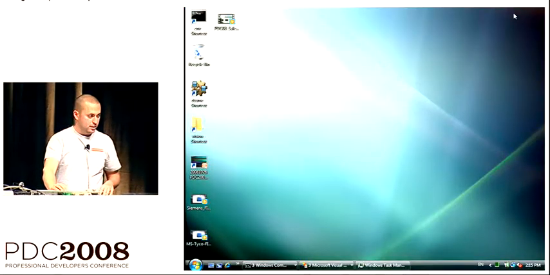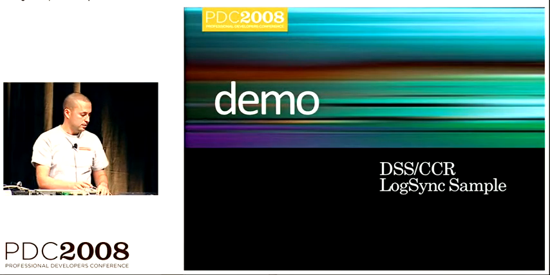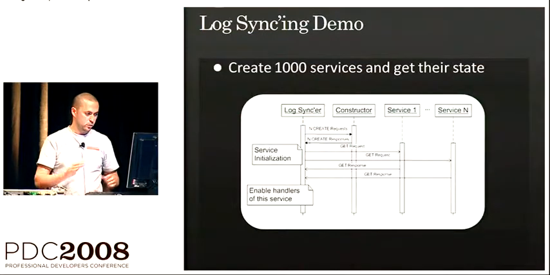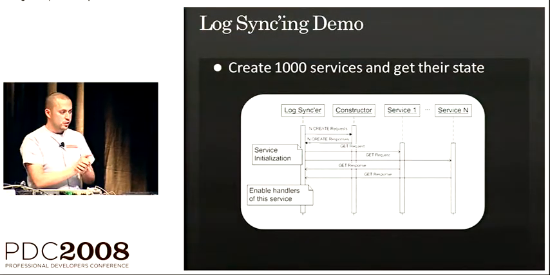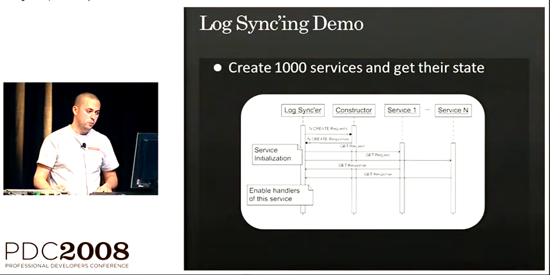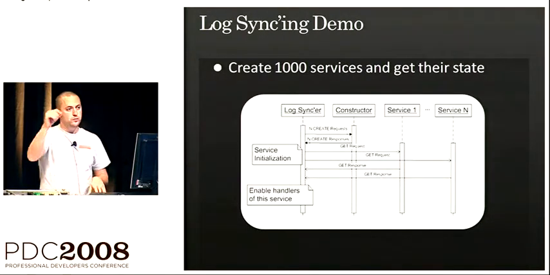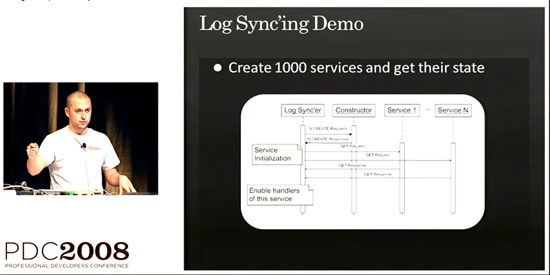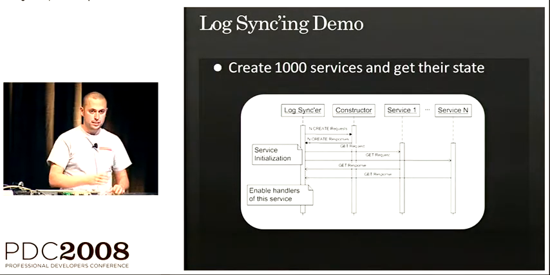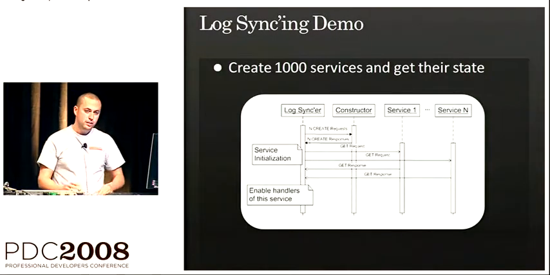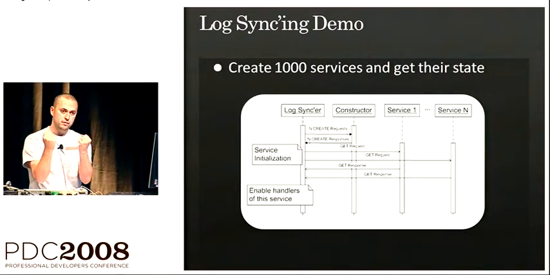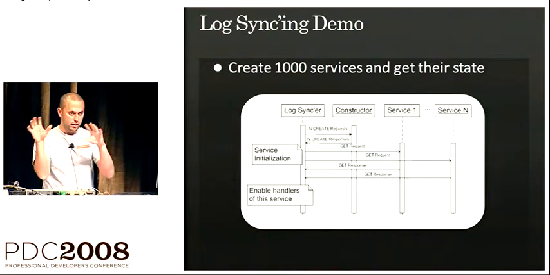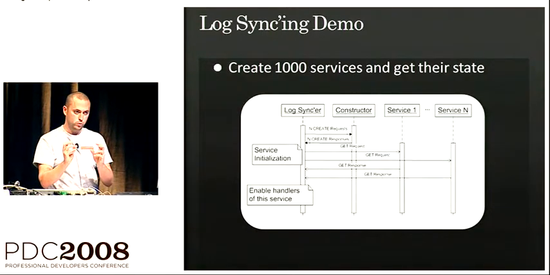Okay, so we're back to the demo. One second. I actually want to show you the network interaction diagram. So here's what we're going to do. We have one service, the log syncer, that's going to use one of our infrastructure services to create 1,000 instances of a simple service. So it's going to wake up, send 1,000 creates. It's going to use a CCR primitive, one line, to gather them. They'll execute out of order. We'll gather them all together.